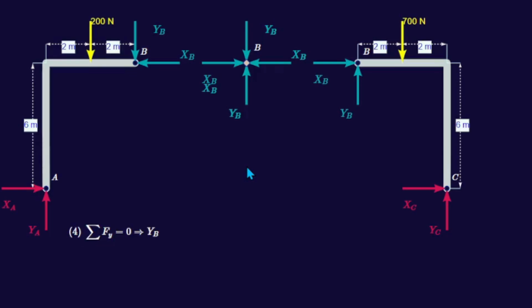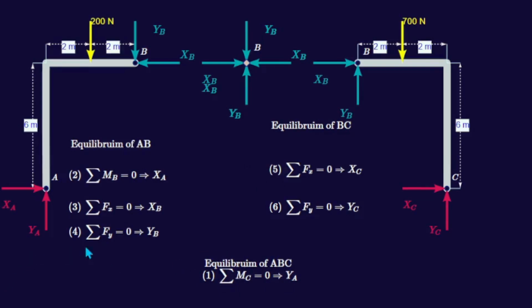The equilibrium of the member BC. 4. The equilibrium in the X direction, we get XC. 5. The equilibrium in the Y direction, we obtain YC. To summarize the steps for analyzing a frame: start with the equilibrium of the entire frame. Begin by identifying a single equation with only one unknown, YA in this case. Separate the members, and find the solutions accordingly.